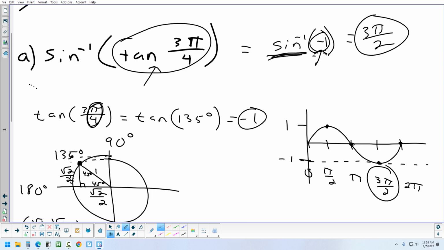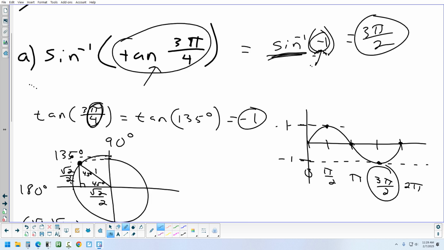Okay. What if it was a +1? If it said the inverse sine of +1, that would have been pi over 2, because then you draw the graph of regular sine and look at where it hits the number inside the parentheses. Okay, that would have been pi over 2.